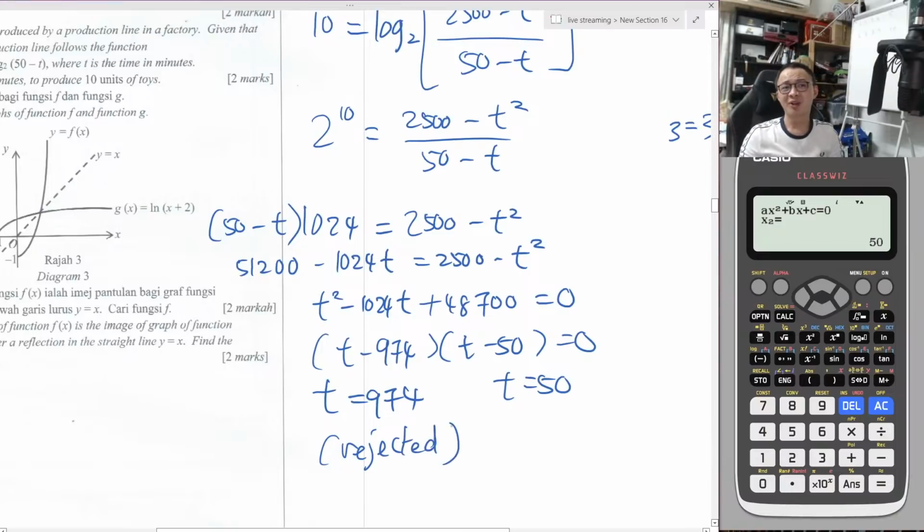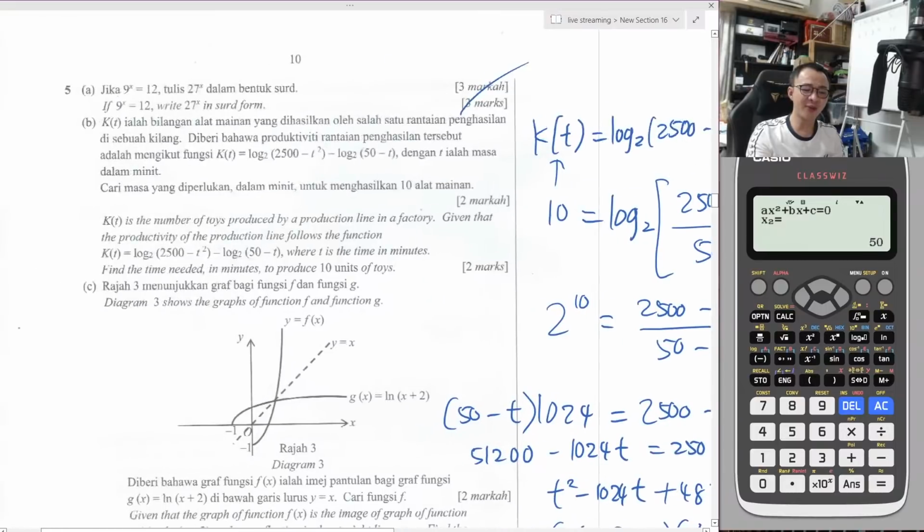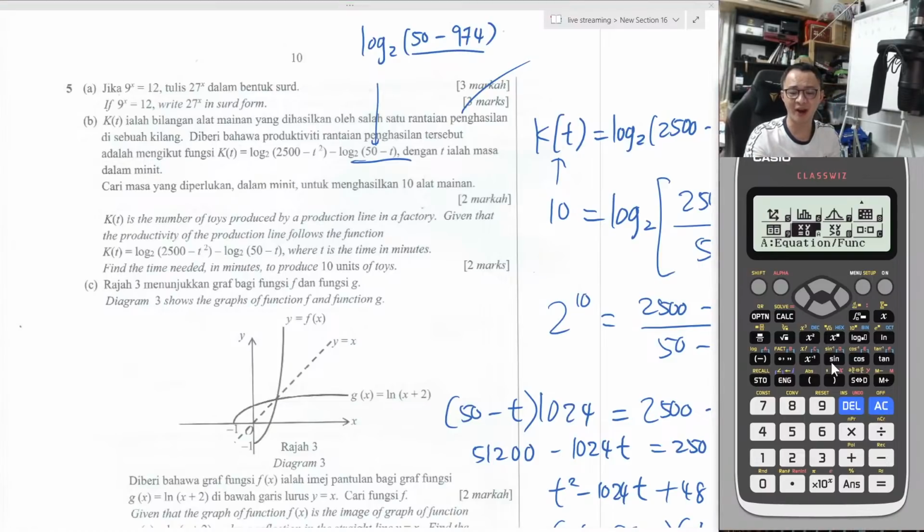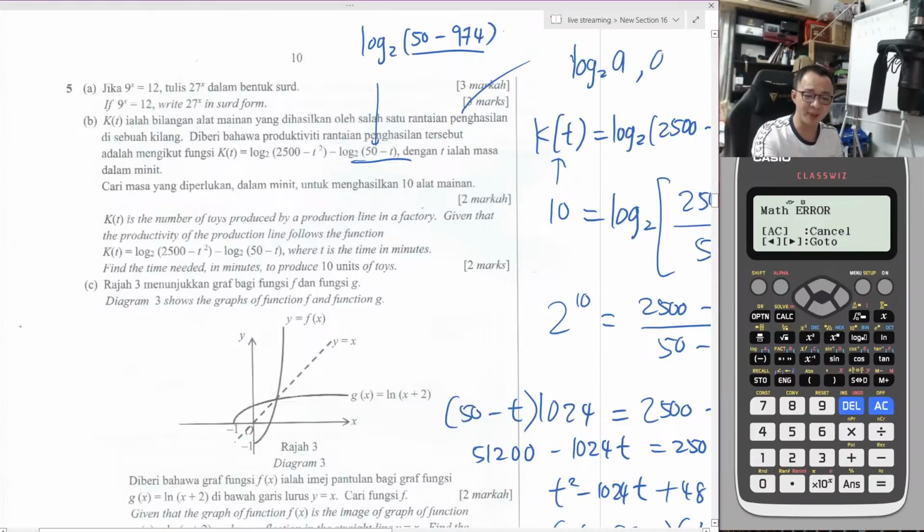Why? Because if 974 is the answer, you sub into this equation, we will have some problem. Imagine I sub into here, this is log 2 of (50 minus 974). We know inside the log we cannot get a negative value or else we will get math error. If you don't believe me, I will show you: 50 minus 974, you get math error. Because for log 2 of a, a must be bigger than 0.